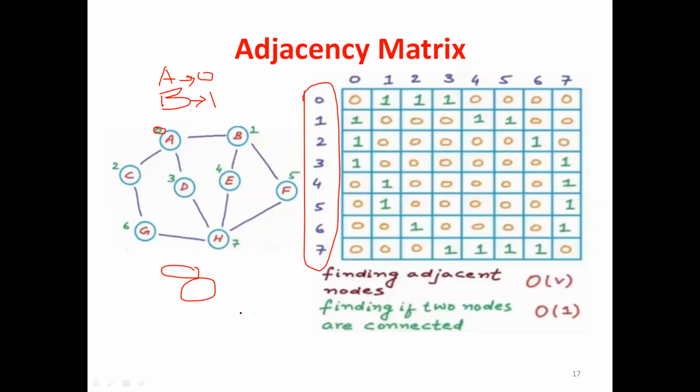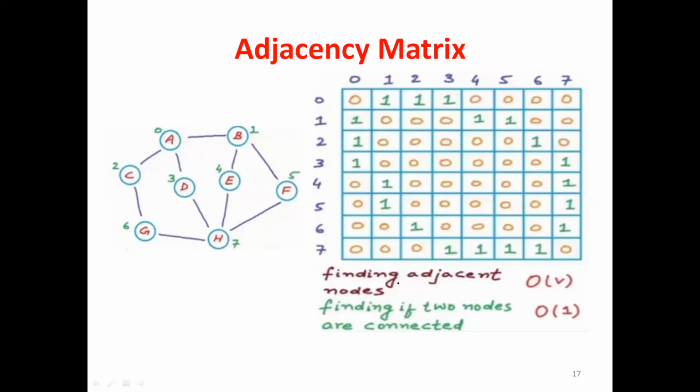So I have to define an 8 cross 8 matrix. You can find all the bits disabled or enabled, based upon the connection between the vertices. And the next important point to note down is how I need to find the adjacent nodes. In case of an adjacency matrix, what is the time required to find the adjacent nodes? It requires order of V. Why? Because V represents the number of vertices.